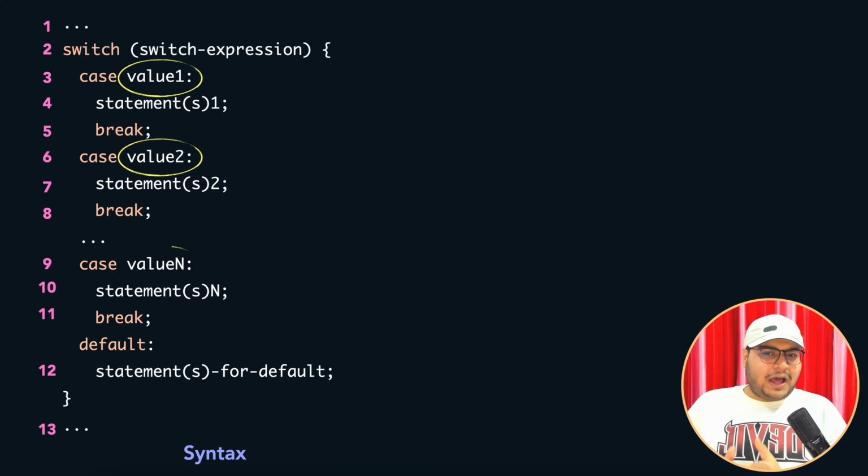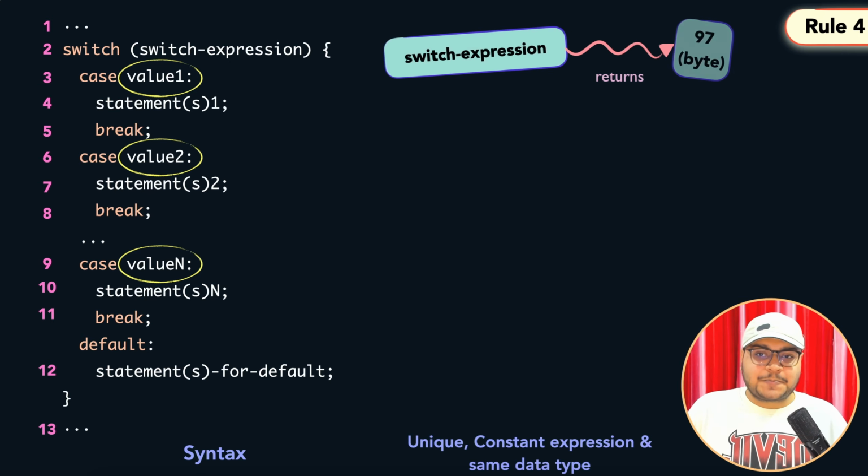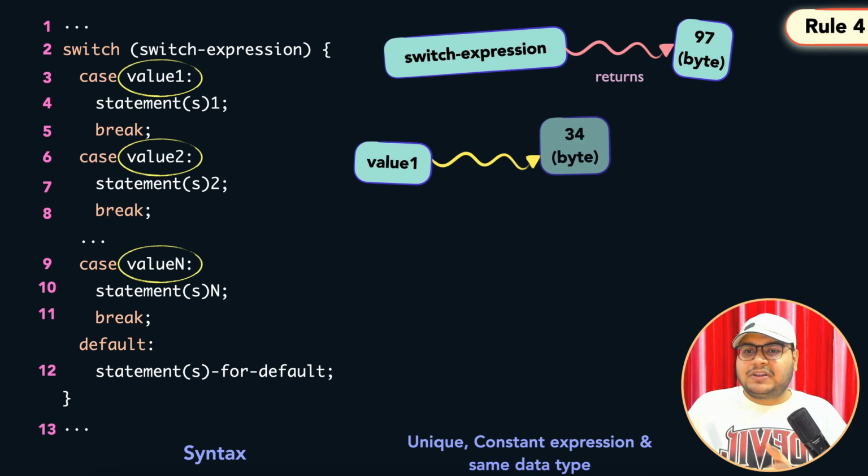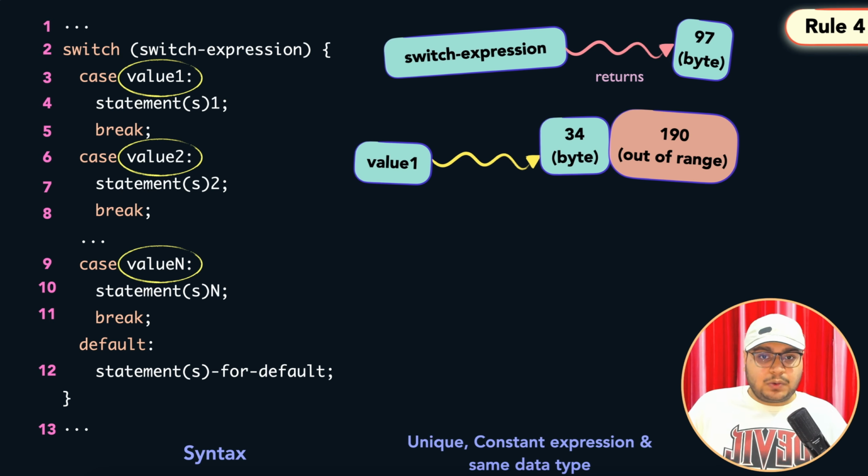statement. But what are these value 1, value 2, and value n that we have been seeing throughout? Let's talk about the fourth rule of switch statement. Value 1, value 2, and value n, all of them are unique and constant expressions or values, and they must have the same data type as the value of a switch expression. For example, if the switch expression evaluates to a value of 97 with byte data type, then a case value can be 34 of byte data type, but it cannot be 190 because Java expects a byte here, and the range of the byte is from -128 to 127. So that is out of the range of byte capacity.